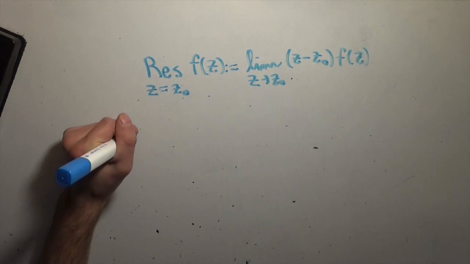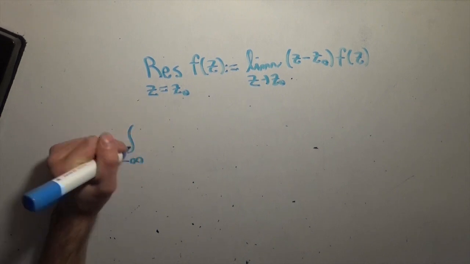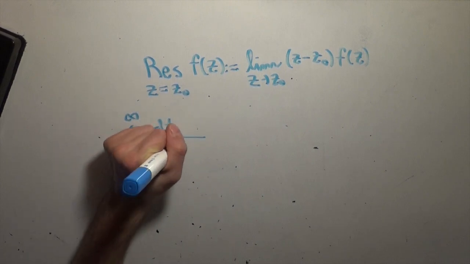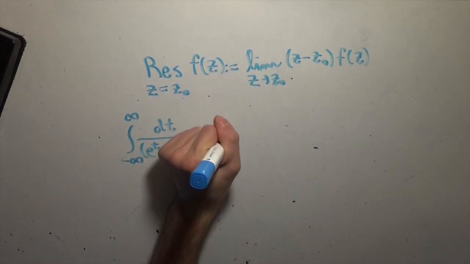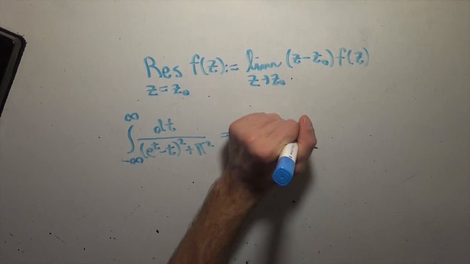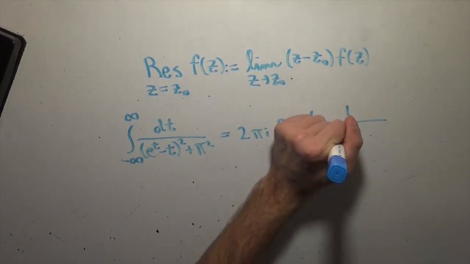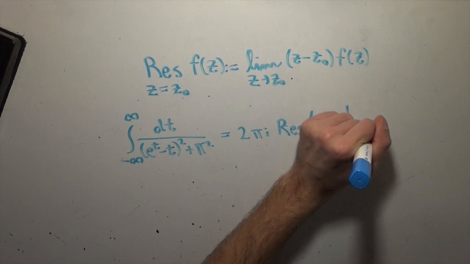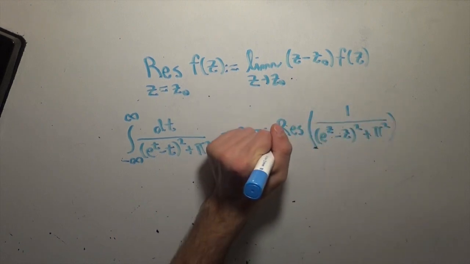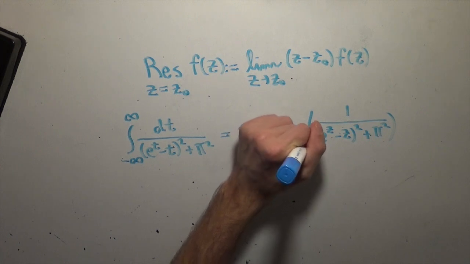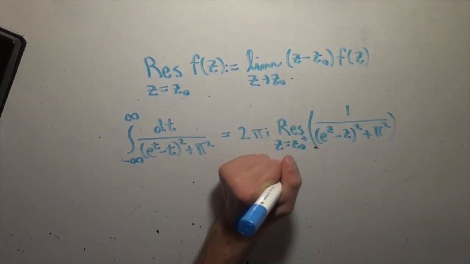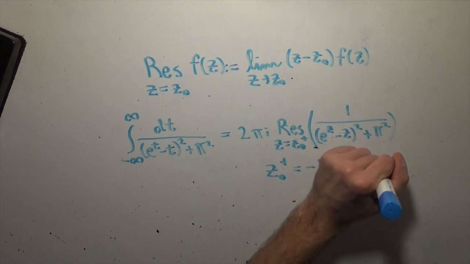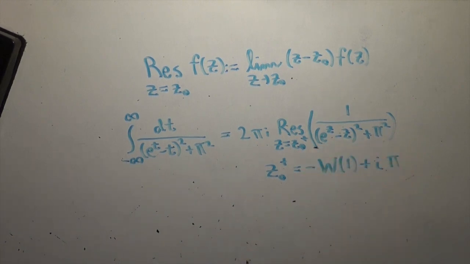So we know that this integral from negative infinity to positive infinity of dt over e to the t minus t squared plus π squared has got to be equal to 2πi times the residue of 1 over e to the z minus z all squared plus π squared at z equals z0 plus, where z0 plus was precisely negative Lambert W function of 1 plus iπ. That was precisely the number that we're plugging in.